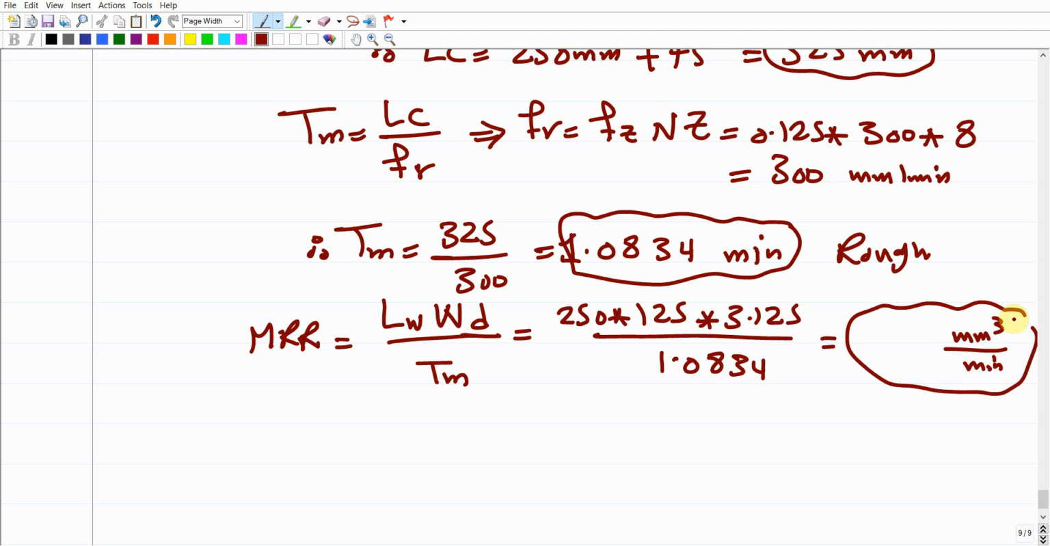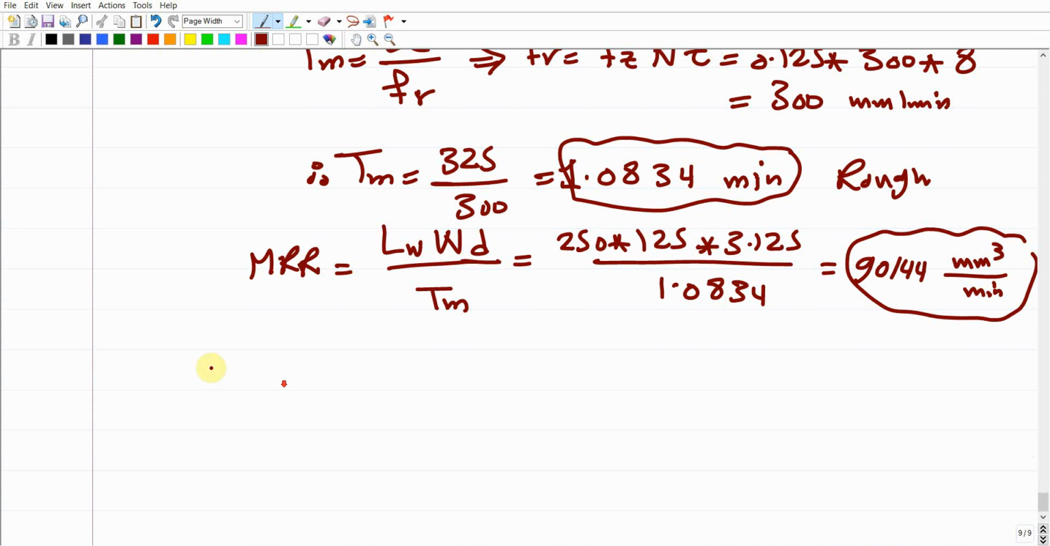You're going to end up with something in terms of millimeter cube divided by minute. This is going to give us 3.125 times the 125 and the 250, which gives us 90,144 millimeter cube per minute. This is the metal removal rate for the rough milling operation.